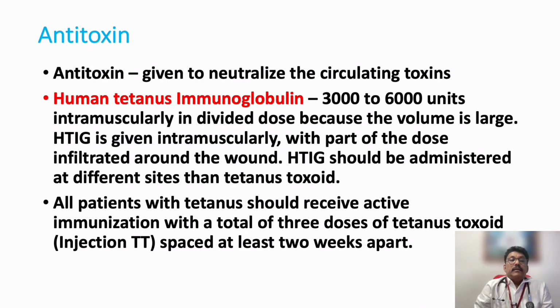Human tetanus immunoglobulin should be administered at a different site than TT. Tetanus toxoid should be given in one side of the deltoid, and the other injection, human tetanus immunoglobulin, should be given partly around the wound, partly around some other area other than where we have given tetanus toxoid. All patients with tetanus should receive the active immunization schedule, so tetanus toxoid should be given, at least 2 doses at least 2 weeks apart.